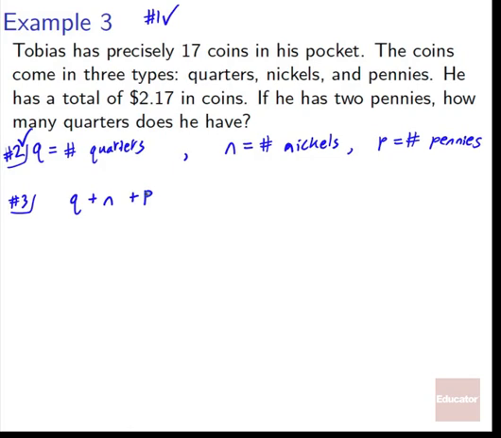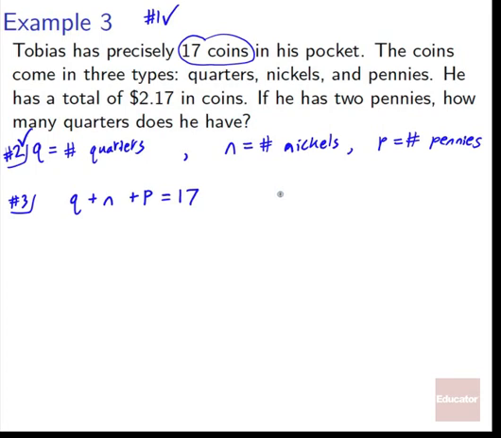Let's check and make sure. Let's do a real quick check. What if he had 2 quarters, 1 nickel, and 1 penny? Then 2 quarters for Q, 1 nickel, and 1 penny, P. So 2 plus 1 plus 1, 4 coins. And yeah, he would have 4 coins. Great, makes sense. In this case, we were told that he had 17 coins, so Q plus N plus P equals 17. What else were we told? We were also told that $2.17.